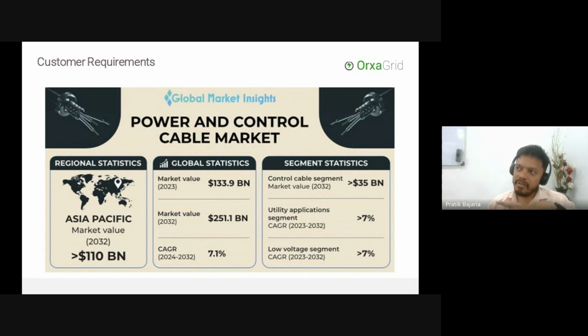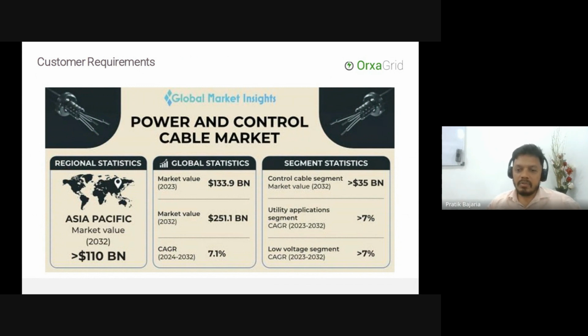We try to deep dive into understanding how exactly the market is growing in this sector. So the first step, after defining that the vision of OrxaGrid and scope is moving towards a sustainable, affordable, and reliable solution, is looking into the fact, and not just we, but any utility or anyone present in this forum, is looking into whether this particular solution has a market or not.